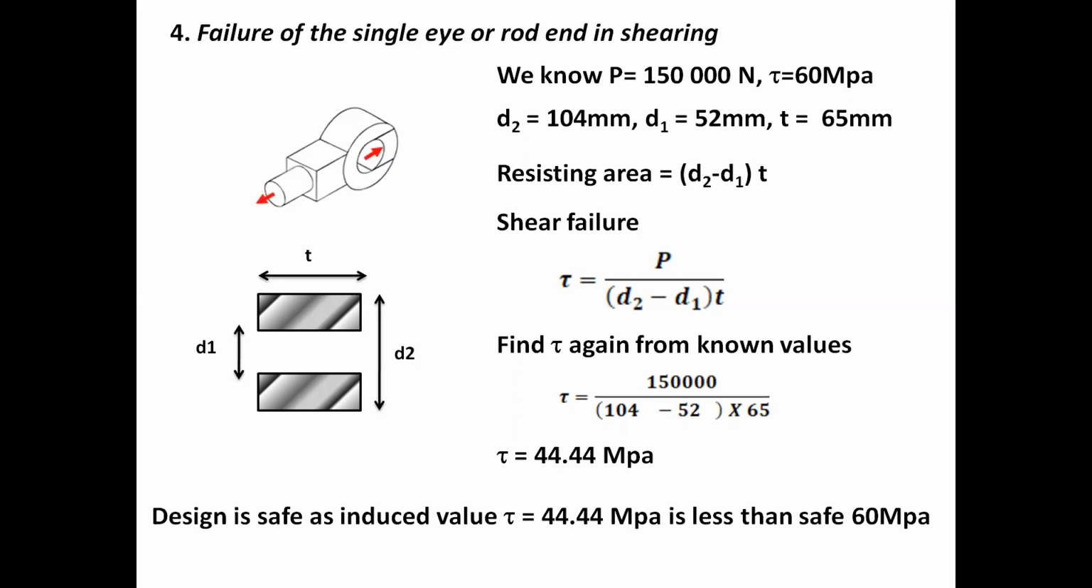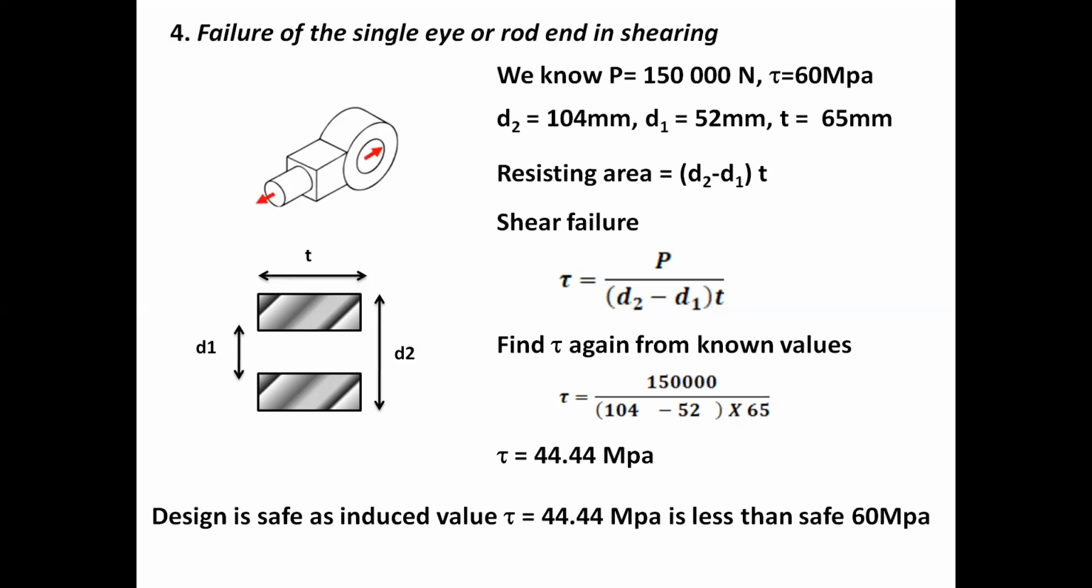But again, look at whether that induced stress, which is shear stress, is less or more than the safe value. Yes, the safe value is 60 megapascal. That means the material can sustain 60 megapascal, but our induced stress is only 44 megapascal, which is less than 60 megapascal. That means whatever dimensions we got from the standard relationship are safe under single eye shear failure. So that comes out our failure of single eye in shear. So let us go further.